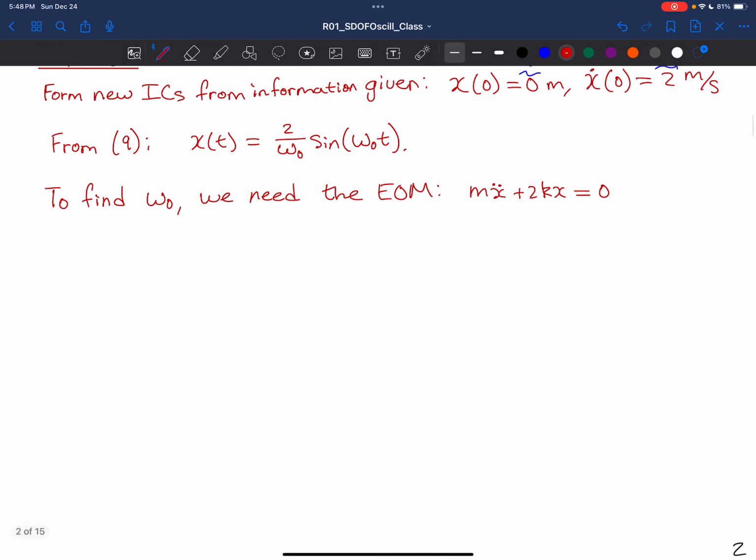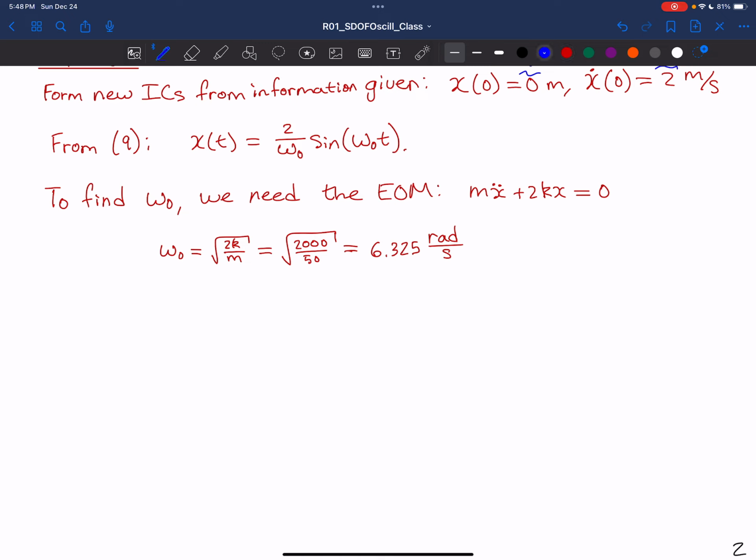So from here, we can now write that omega 0 is equal to the square root of 2k divided by m, which is equal to the square root of 2,000 divided by 50. And that's going to be equal to 6.325, and the units on this are radians per second. It's very important that you pay attention to the units on this, because you will often find that people will report natural frequencies in terms of hertz.